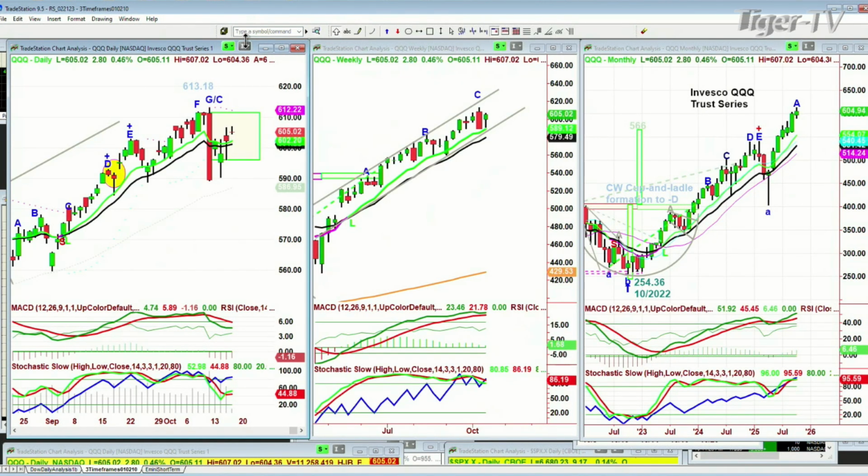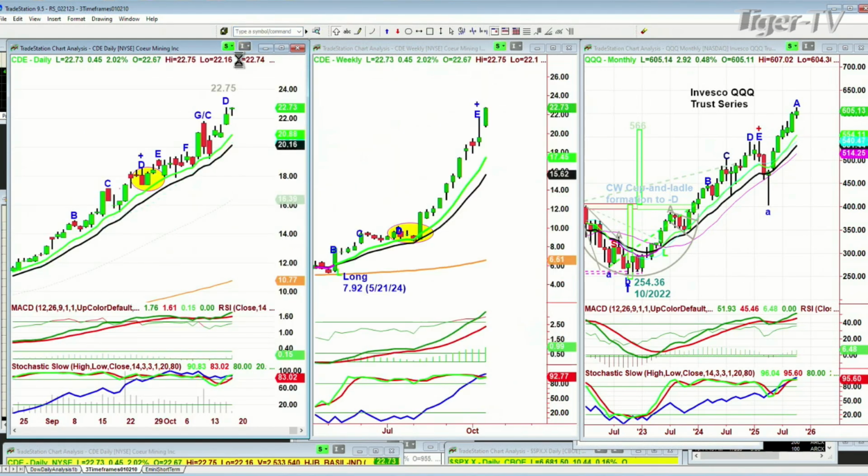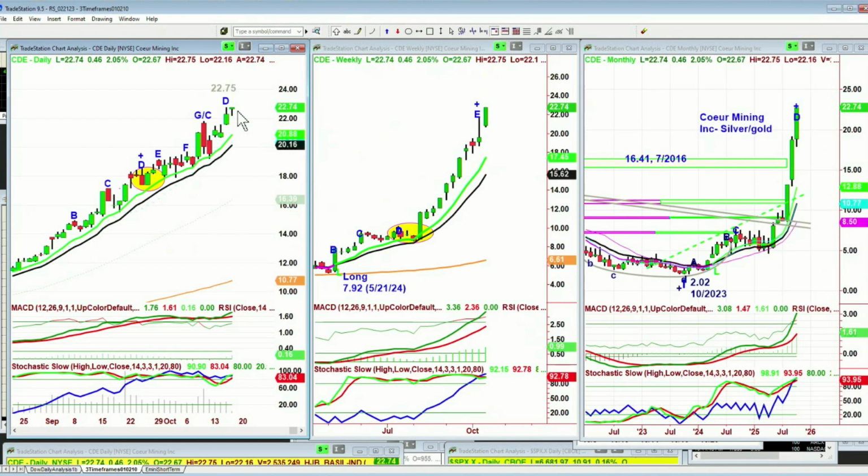So peak Gs, very often I say, always put G/C when you get to a G, because often the price pulls back and then it has one pop to the upside, and then you've got to be careful. We saw that in gold. We saw that in CDE, Coeur Mining. Went to G/C and then popped to a D. It's still acting very well. I'll talk about it when we get back. Dow's only up 16 now. S&P's up 10.